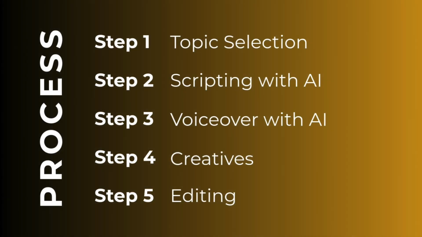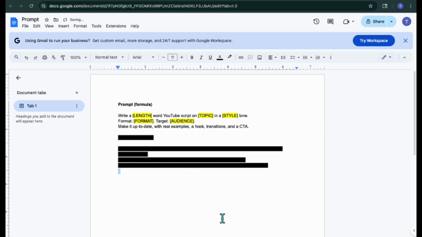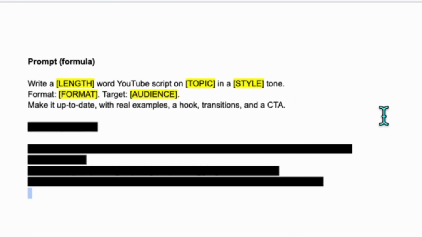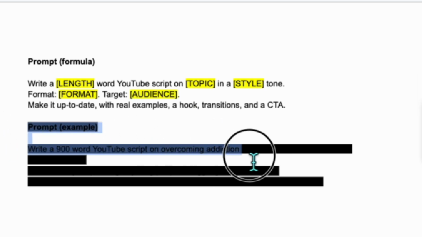In the second step, we'll create a script for the topic we chose. Think of the script as the backbone of our video. I've prepared a simple formula that you can use too. It's very straightforward. In this formula, you define the word count of the script. As a reminder, 150 words equals roughly 1 minute. The topic, the tone or style you want, the format, like a story, tips, list, etc., and the target audience. So the script can be tailored specifically for them, using the right language and examples.